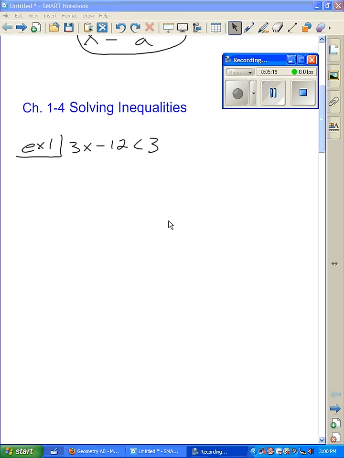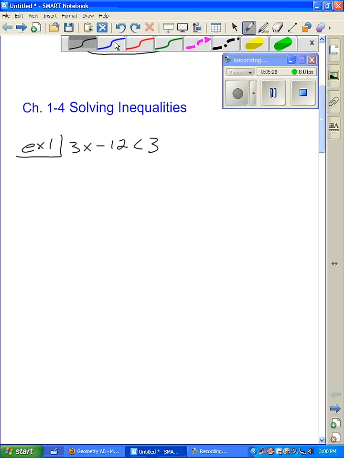All right, guys, a new chapter. This one's short and sweet. Chapter 1-4, Solving Inequalities. A couple of notes. And I'll say this once. I'll say it several times. These things, first of all, they solve just like equations. Okay? They solve just like equations. The only difference is instead of an equal sign, you've got an inequality symbol.